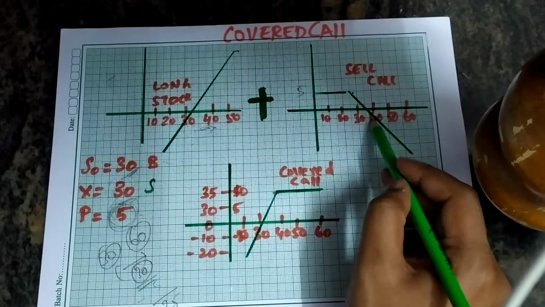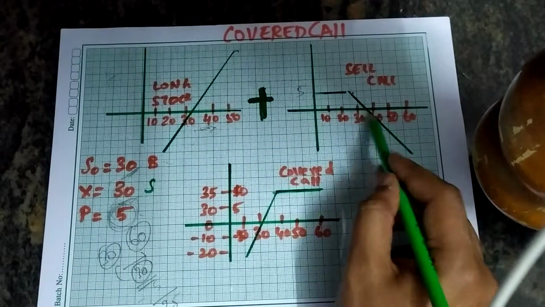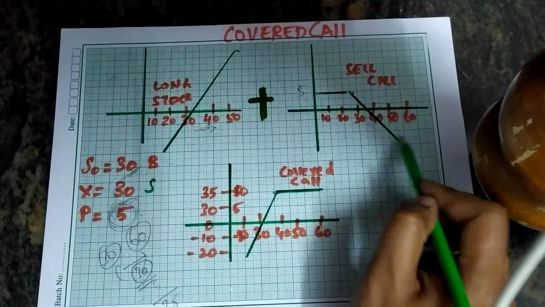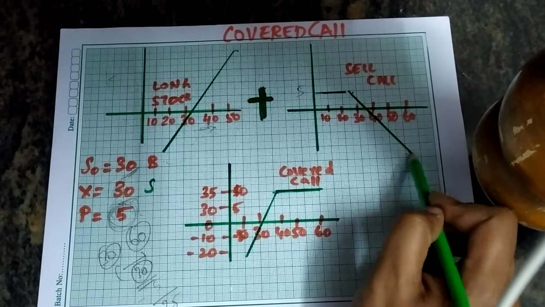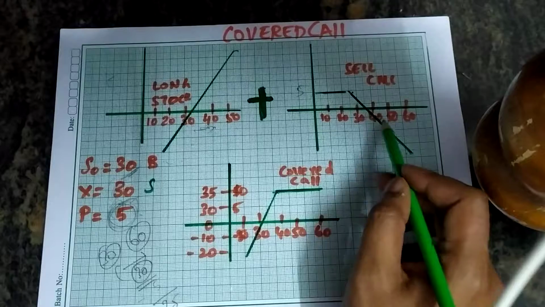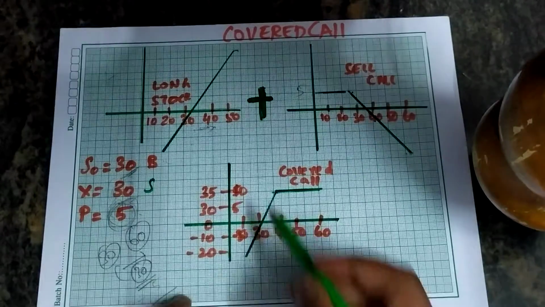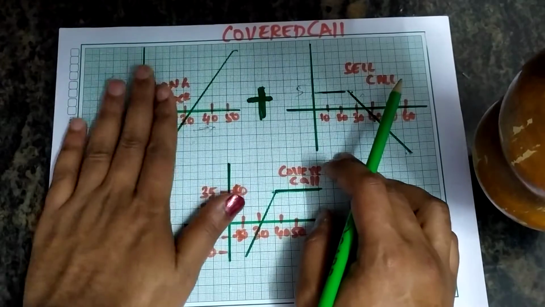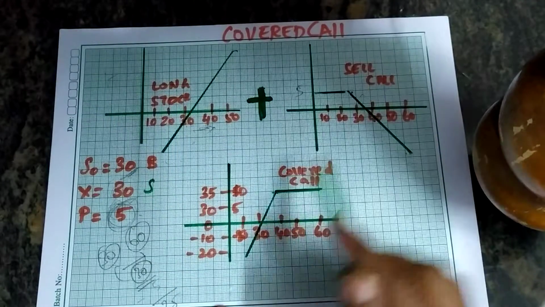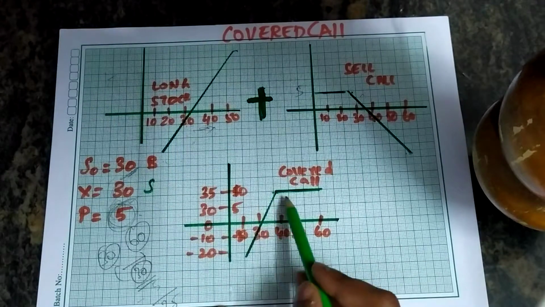Once the stock moves beyond 40, since we have shorted the call, we are ending up in trouble. That means we are sitting in a loss. We need to pay the buyer the difference if it is a mark to market condition. So this is the combined payoff. If you own the stock and you're shorting the call option, this will be the combined payoff. We can see it here.